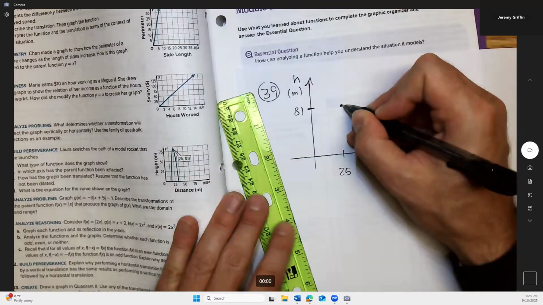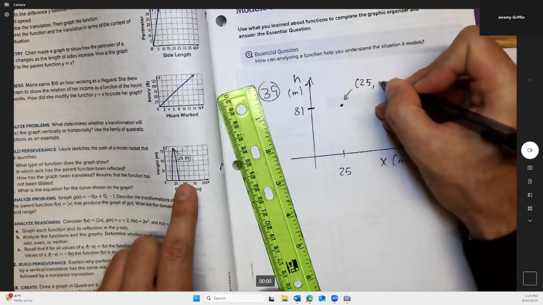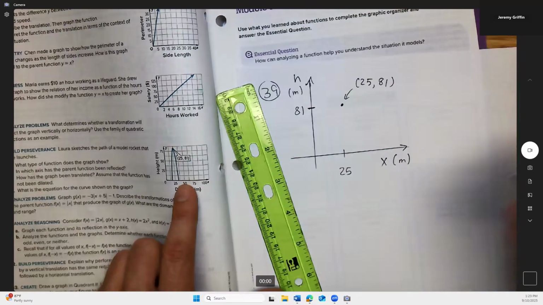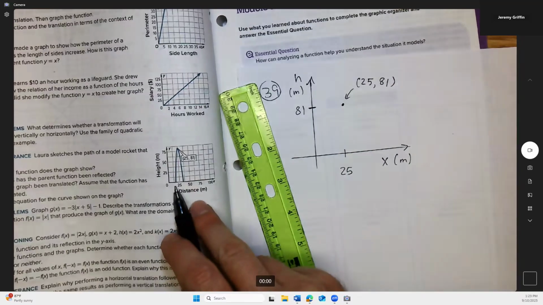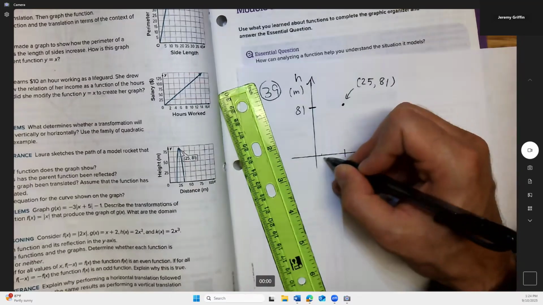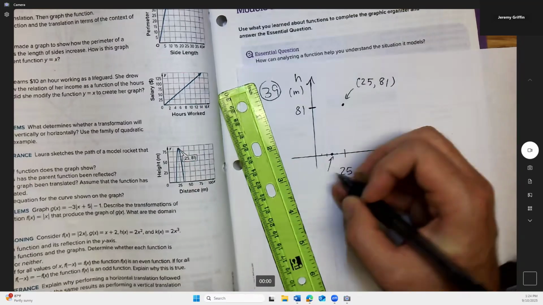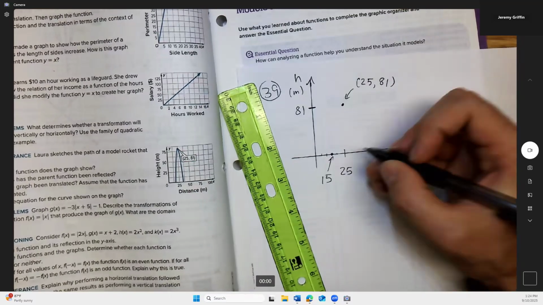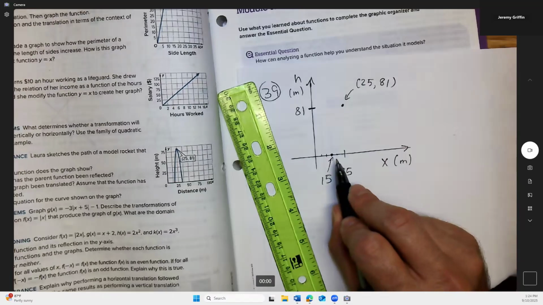So we're right here. I'm just copying it straight out of the text. This is the point 25 across, 81 up. Those are both meters. Now, where it's at ground level, I'm going to take my best guess. Maybe about 15 meters across. Notice that I'm just estimating. That's probably pretty close though.